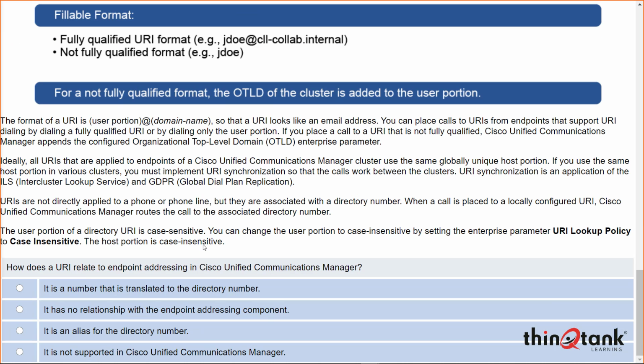How does the URI relate to the endpoint addressing in Call Manager? It is a number that is translated to a directory number. It is not a number. It has no relationship with the endpoint. That's not true either. I have a feeling that A is the correct answer. Well, actually, no. C makes sense. It's an alias that then gets mapped over to the directory number. That's exactly what it is. And that alias is in the form of user@domain.dom, and it is absolutely supported in Unified Communications Manager.